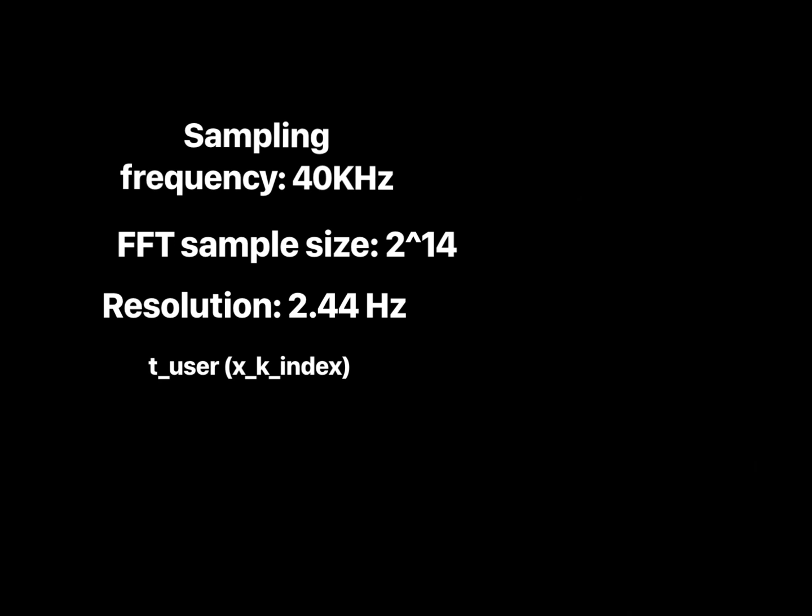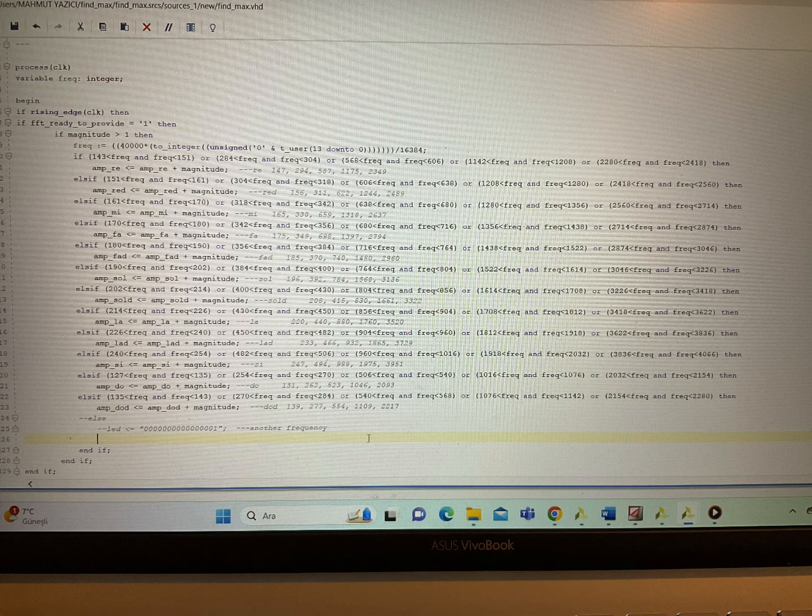If we multiply the resolution, which is the delta F, by the T user, the XK index, then we can find which frequency a particular FFT output corresponds to. T user is an output that the FFT IP provides us with. In the comments, you can see 5 different frequencies for each of the 12 notes. So there are in total 60 frequencies which can be detected. When a particular note is detected, we add the magnitude of the current FFT output to the existing total amplitude of that note.